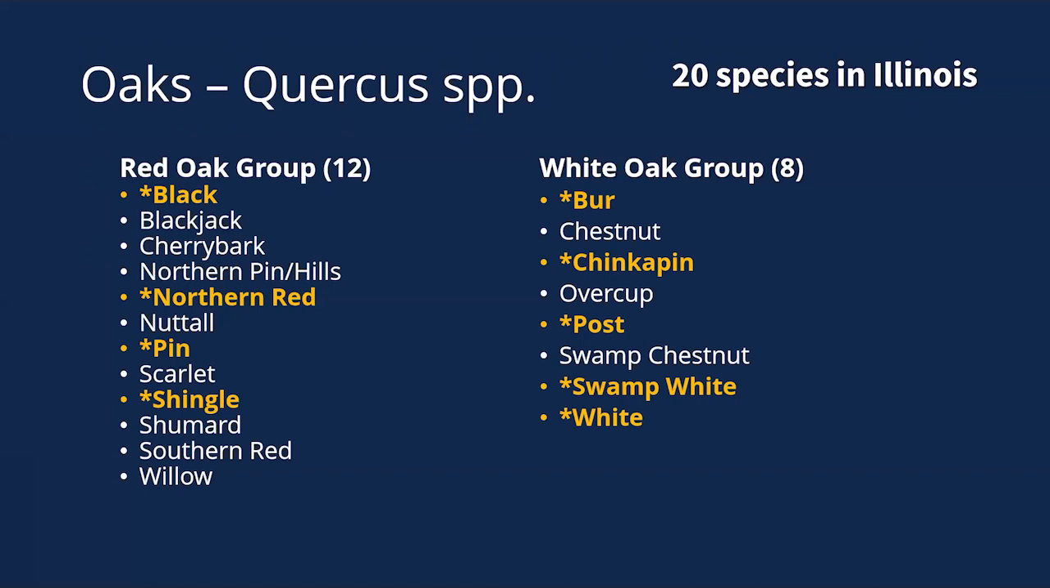You can see we have 12 red oak species and 8 white oak species. The ones highlighted here are the ones I'm actually going to focus on for this presentation. So I'll cover 4 different red oaks and 5 different white oaks, group of species in that white oak group.